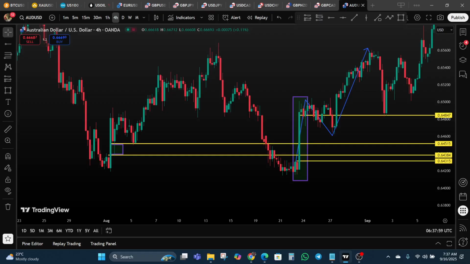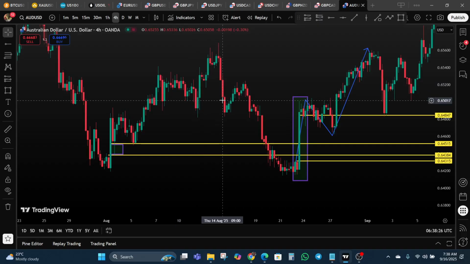Think of it as the market correcting itself. When price leaves a fast movement behind, it often creates inefficiencies. So over time, price tends to revisit these zones to fill in that imbalance. That process of returning and balancing is what we call a BPR, a balanced price range.